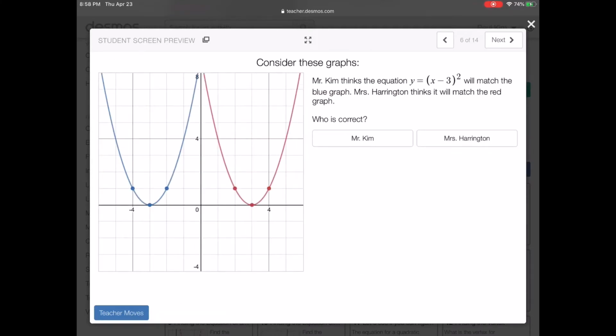Here it says Mr. Kim thinks the equation y equals x minus 3 quantity squared will match the blue graph. Mrs. Harrington thinks it will match the red graph. Who is correct? Hopefully you chose Mrs. Harrington to be the correct person, because x minus 3 quantity squared means you're really shifting it to the right 3 units, right? Because h is really 3. And h is the x-coordinate of your vertex.